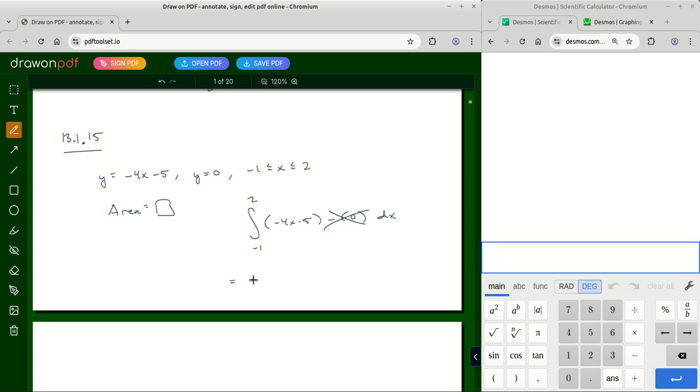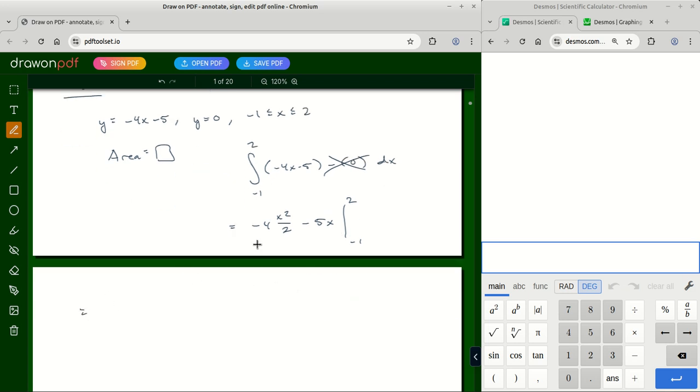When I'm integrating, I add 1 to the power and divide by the new power. This guy just gets an x, and I'm going from negative 1 to 2. Then I just plug in those two numbers. You can see that I can simplify a little bit here beforehand, which will probably make it easier when I start plugging things in. So plugging in the 2 into both of these, we get negative 2 times 2 squared, minus 5 times the 2. All of this, minus plugging in the negative 1: negative 2 times the negative 1 squared, minus 5 times the negative 1. There's a lot of negatives going on there.